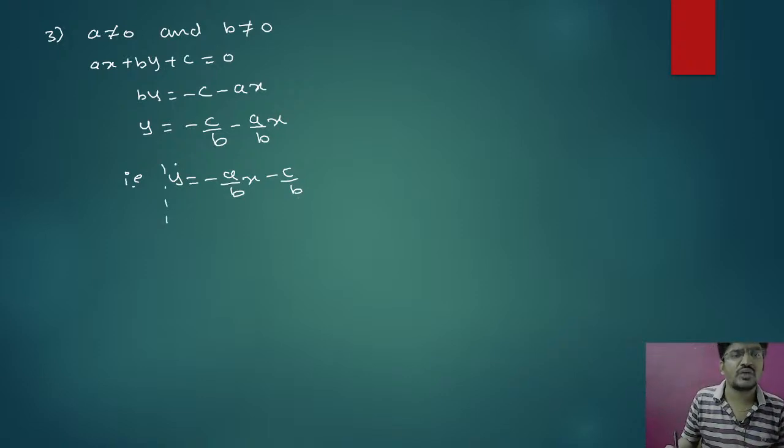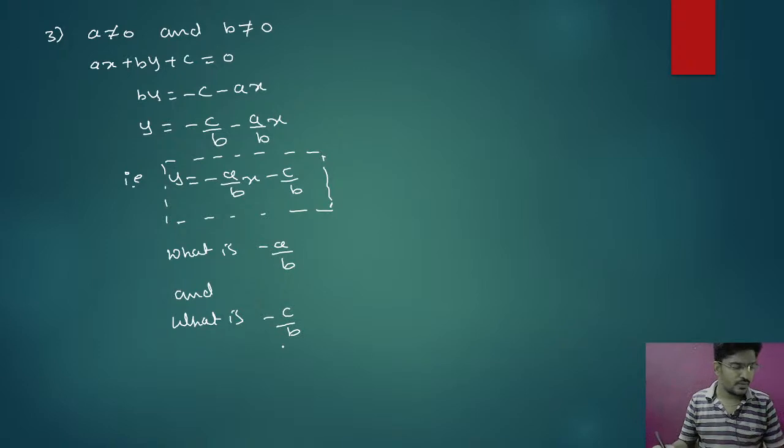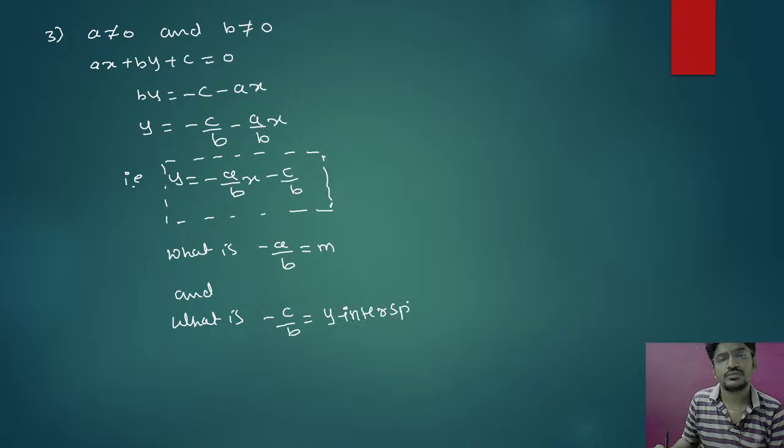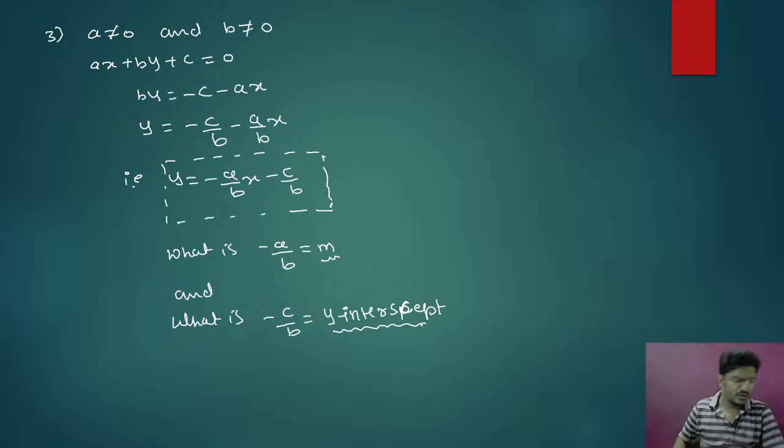So this is the equation. Now tell me, what is minus A by B and what is minus C by B? Minus A by B is slope M and minus C by B is y-intercept. Have you got my point?